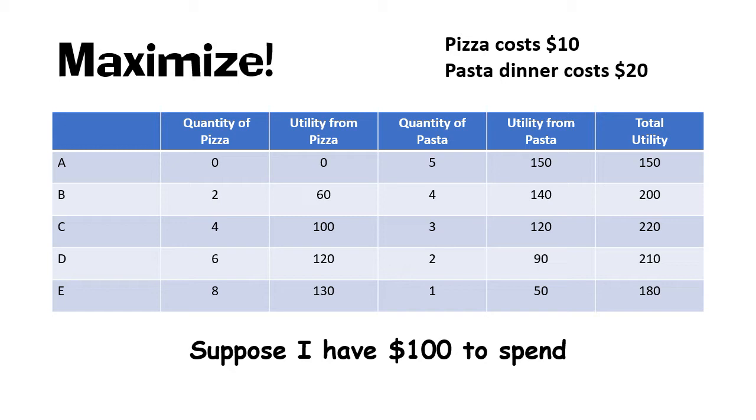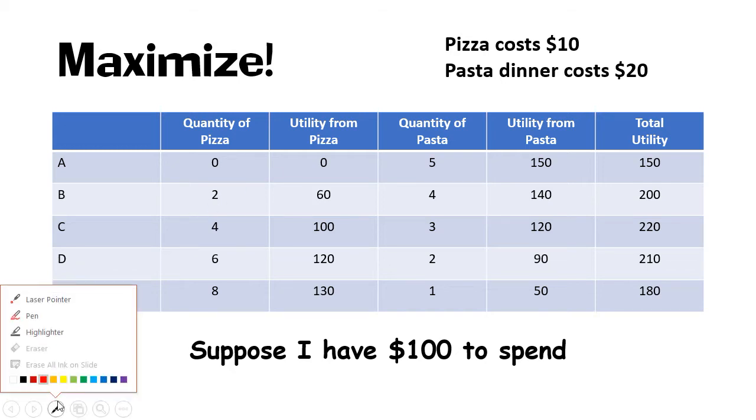Now, and this is over a period of time, right? So I'm not eating 5 pastas at one sitting. This is over a month. I have $100 to eat out on. And option B is that I buy pizza twice over the course of the month and only buy pasta 4 times. Pizza is only $10, so 2 pizzas is $20. Pasta is $20, so 4 pastas is $80. That's my $100.